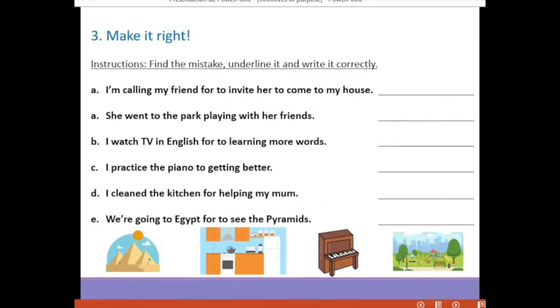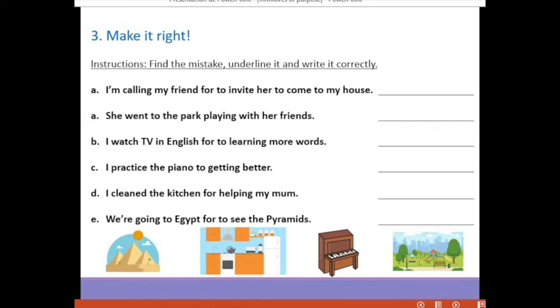Make it right. We have in total 6 sentences. So there is one problem with these sentences. There is one error. Okay? So I want you to find the problem and correct the problem, okay? Let me show you the first example. I'm calling my friend for to invite her to come to my house.